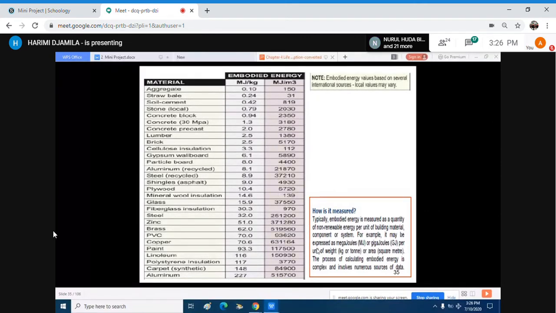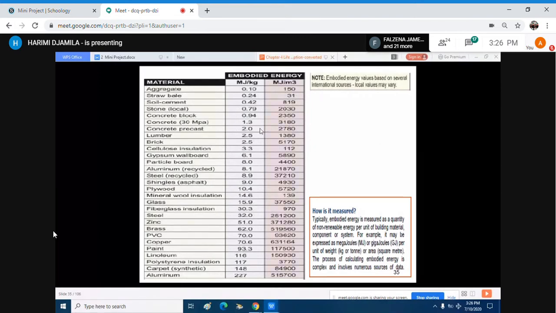The way to calculate it is here. For example, if you take the embodied energy of some building materials, it can be provided per kilogram or per cubic meter. Here you can observe concrete block, concrete 30 megapascal, concrete precast. You can see the differences.